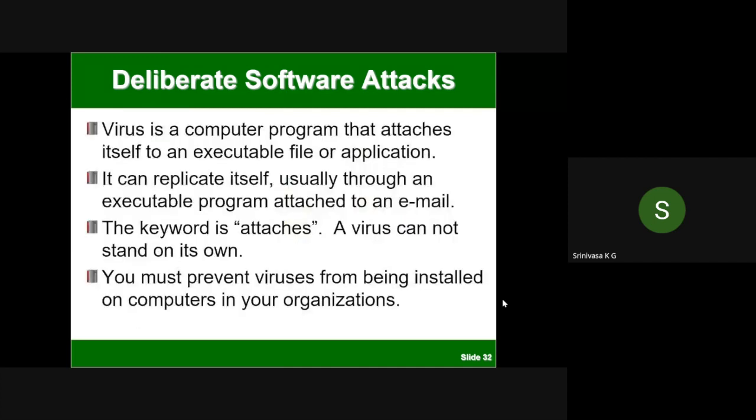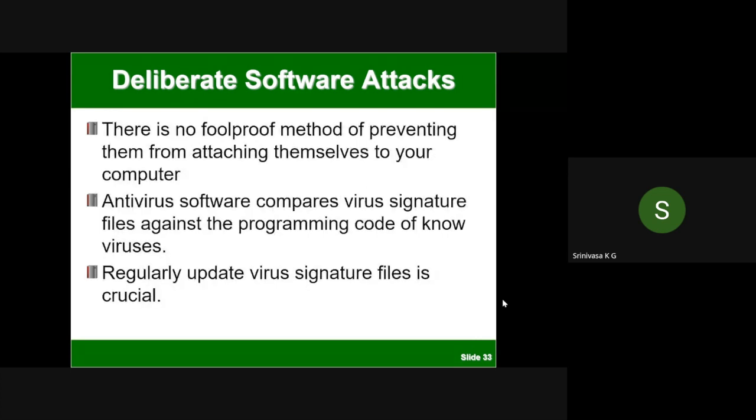The other deliberate software attacks include viruses. A virus is a computer program that attaches itself to an executable file or an application. It can replicate itself, usually through an executable program attached in an email. The keyword is attaches: a virus cannot stand on its own. So you must prevent viruses from being installed on the computers in your organization. However, there is no foolproof method for preventing them from attaching themselves to your computer. Antivirus software companies compare virus signature files against the programming code of known viruses. Regularly updating the virus signature files is very crucial.